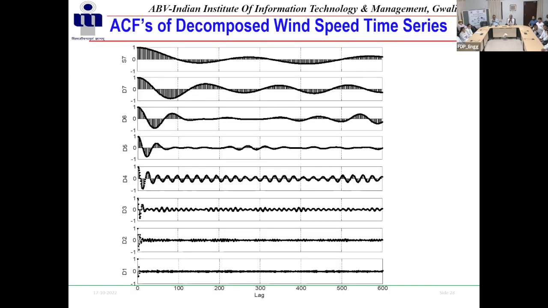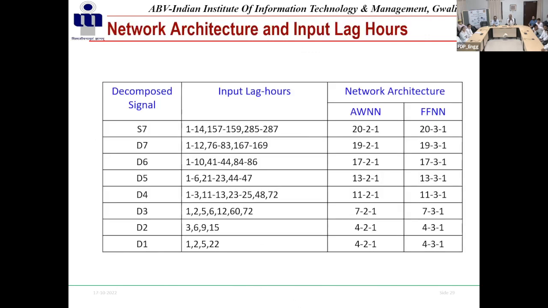So this is the analysis we did, the ACF, to decide the inputs. Go ahead. You can see from this table, because this figure is very difficult to explain. For each label, the actual signal which I showed was divided into various components, and the inputs are the input lag hours. For S7, the first input is 214 hours, then 157 hours before, to 113, that is 159 hours, 285, because one week before the data were taken.